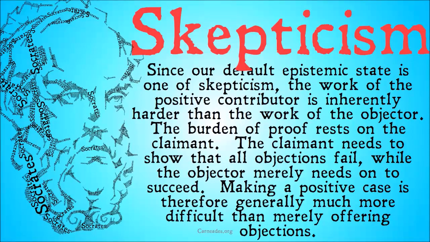Since our default epistemic status is one of skepticism, the work of the positive contributor is inherently harder than the work of the objector. The burden of proof rests on the claimant. The claimant needs to show that all objections fail, while the objector merely needs one to succeed in order to show their position. Making a positive case is therefore generally much more difficult than merely offering objections.